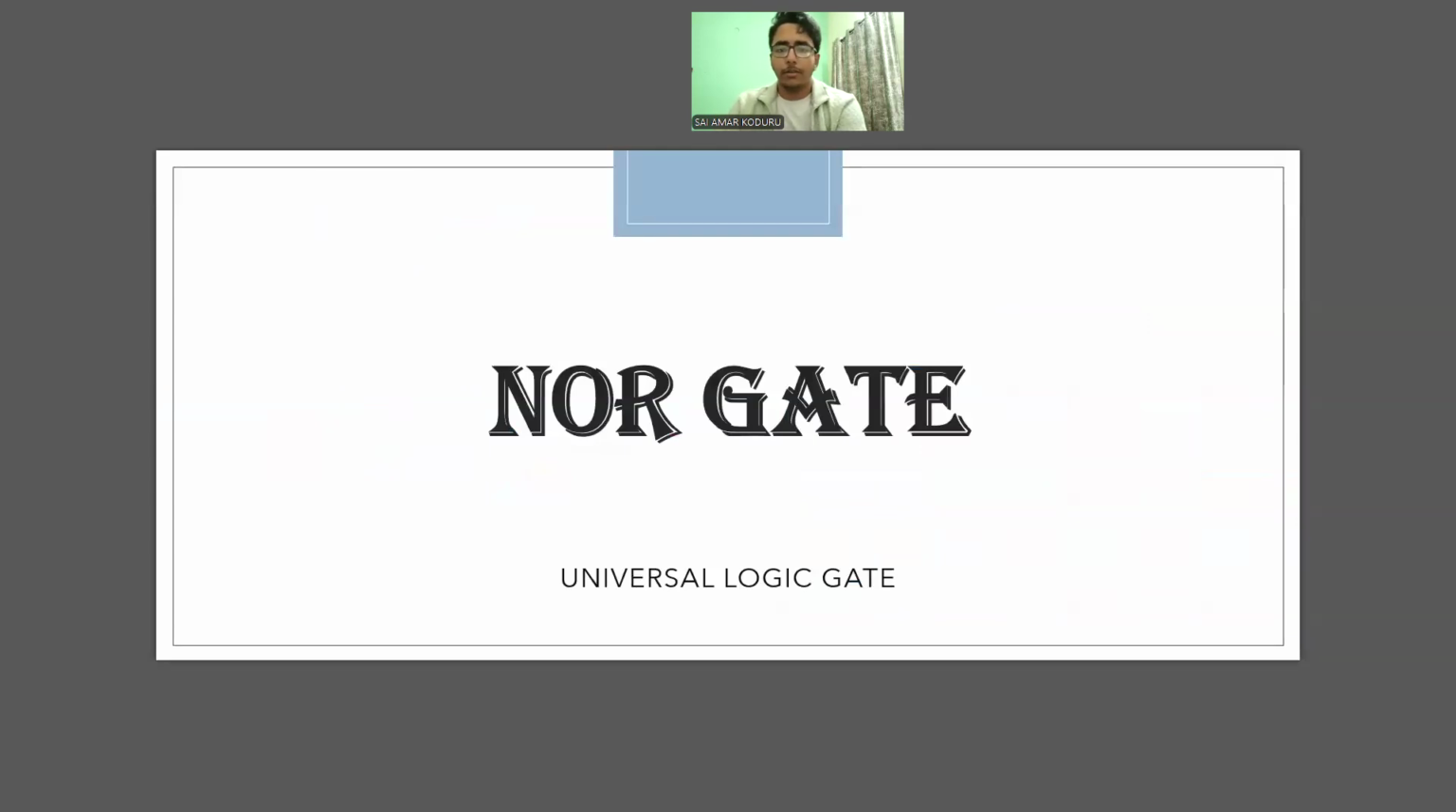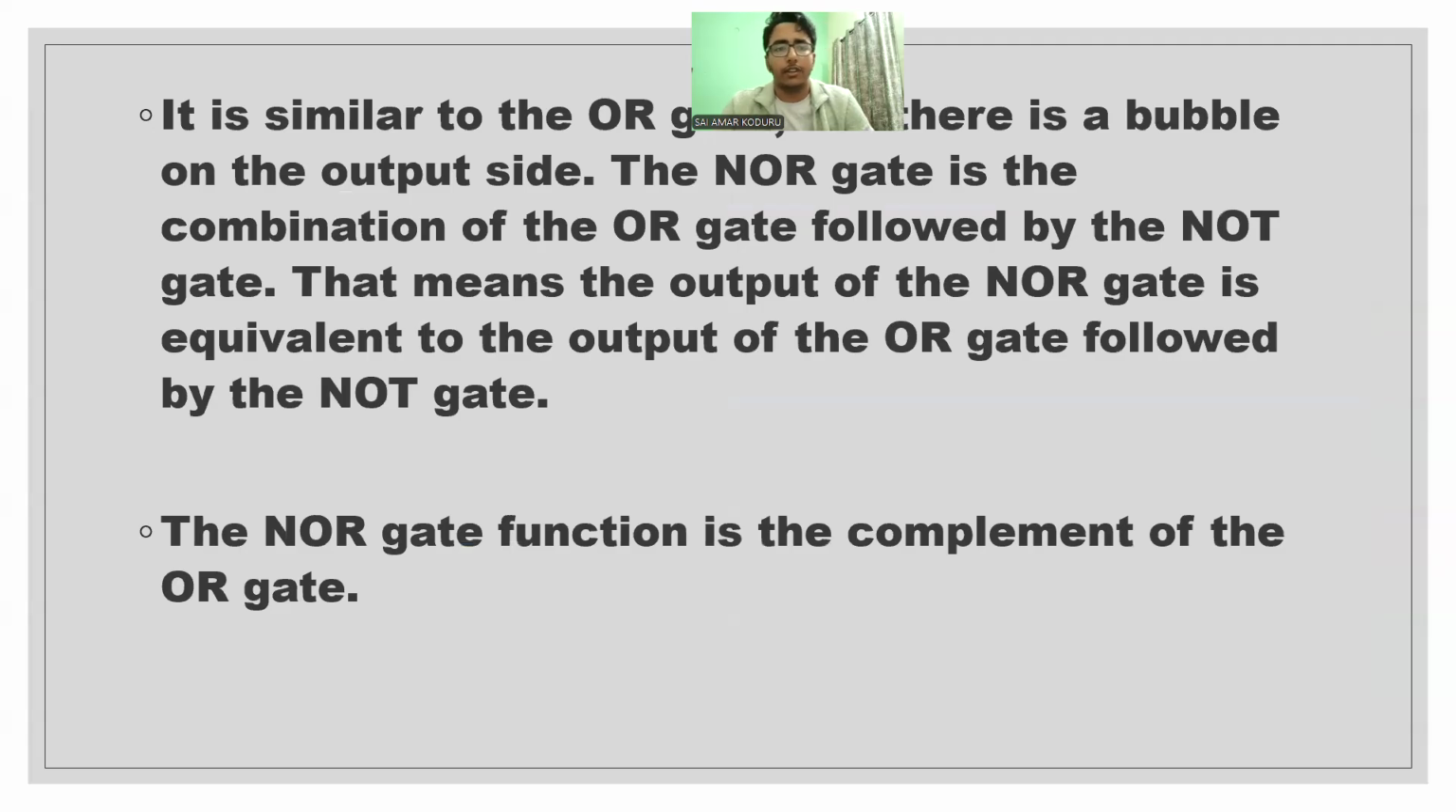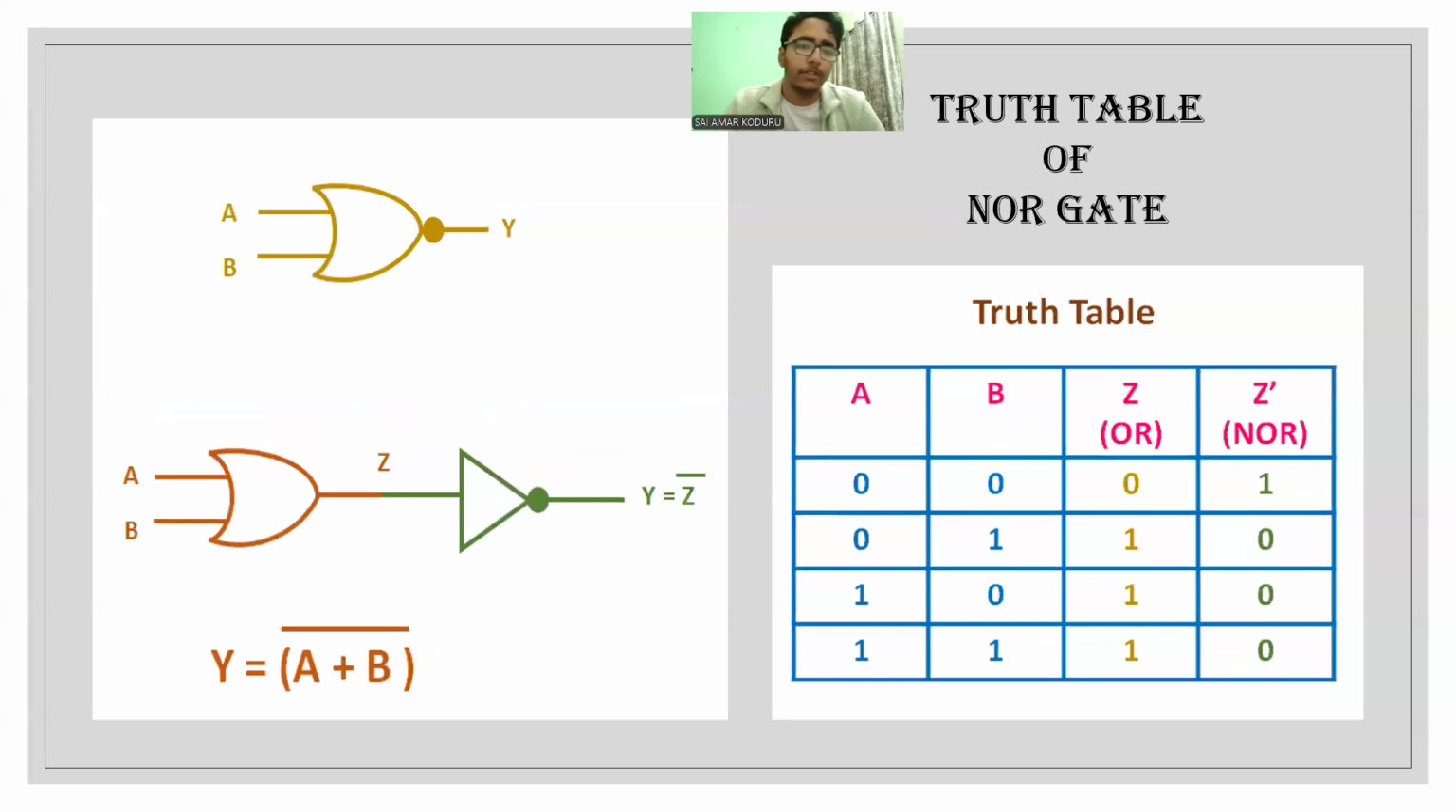Now let's talk about the NOR gate, which is another universal logic gate. It is similar to the OR gate. There is a bubble on the outside. The NOR gate is a combination of the OR gate followed by the NOT gate. It is also similar to the NAND gate, but here the OR gate would be followed by a NOT gate, which means let's observe the diagram.